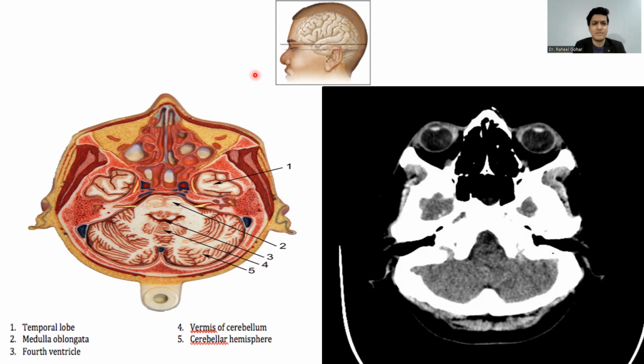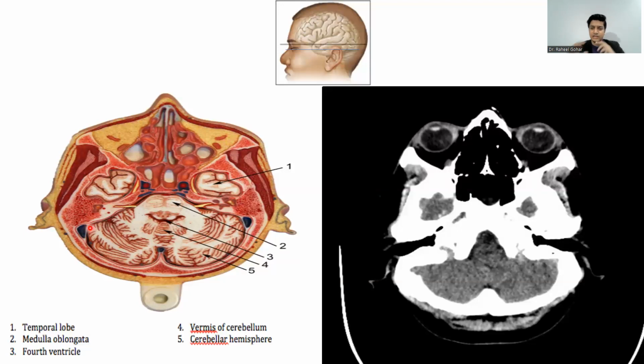This section is slightly below this section which is shown here, because in the anterior part you can see the maxillary sinus, nose. Then as we go posteriorly, this is the lesser wing of the sphenoid, and this is the petrous bone. In between the lesser wing of the sphenoid and the petrous bone, we have the middle fossa, and the middle fossa is holding the temporal lobe, as you can see here as well in this section.